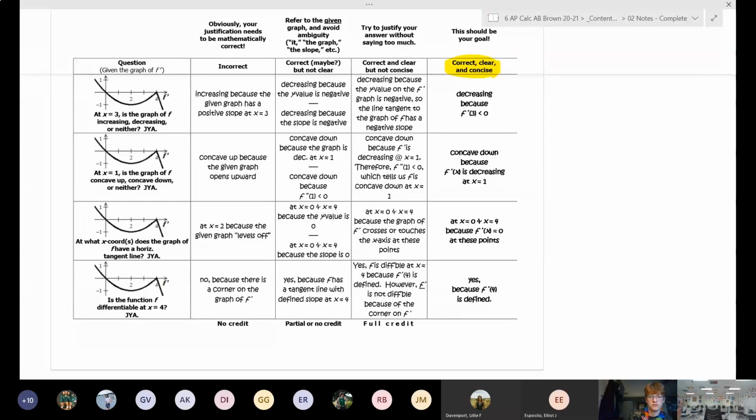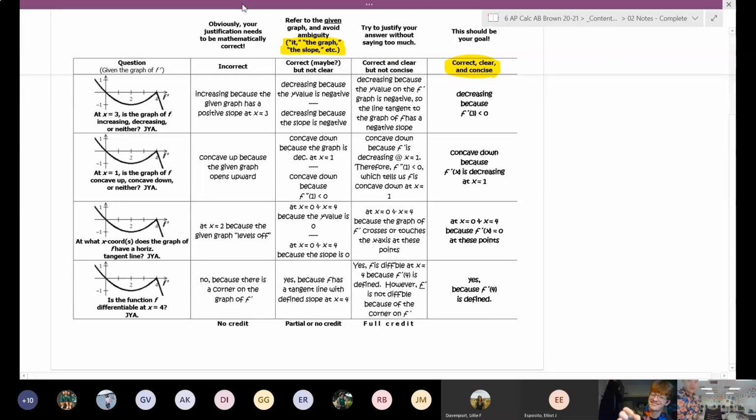What I mean by saying that I want you to be clear is I want you to avoid ambiguity. When you are explaining your answers, you're going to eliminate certain words from your vocabulary. I don't want you to say "it," because I don't know what it is. I want you to say what you mean. So say the derivative is, or the first derivative is. Don't say it, I want you to avoid it.